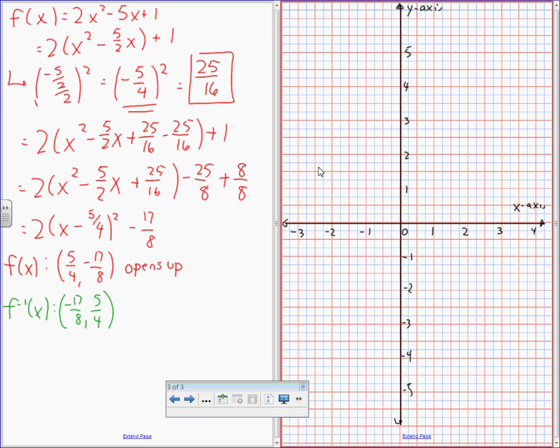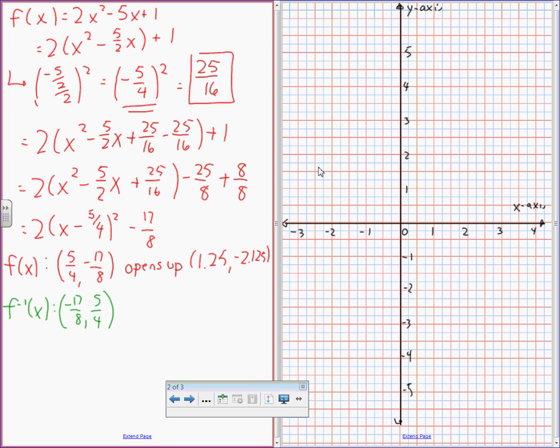Who did I stop at there? I think I stopped at you. How do you graph f of x then? What do we need to do? I know, graph 5 over 4. Yeah, what's 5/4 the same as? 1.25. Right, and what's 17/8 the same as? Negative 2.125.